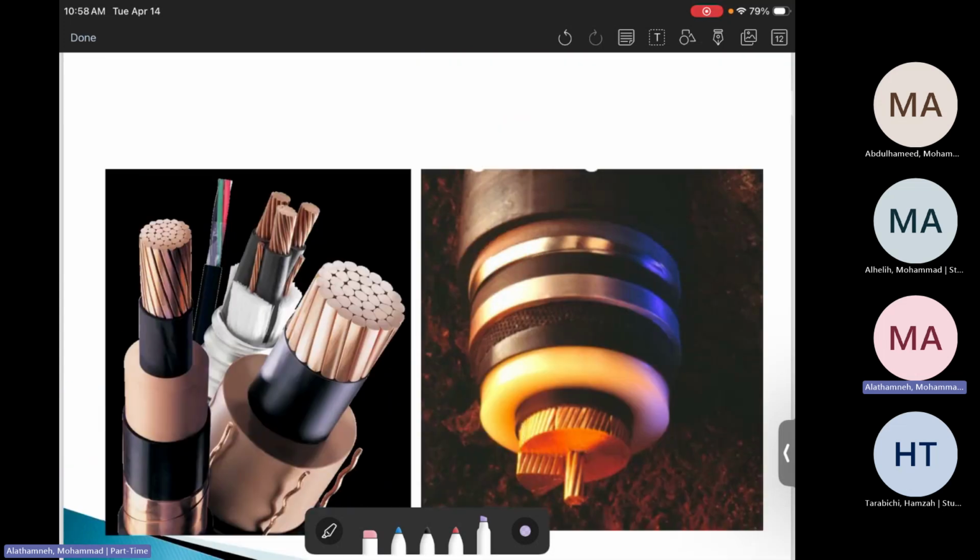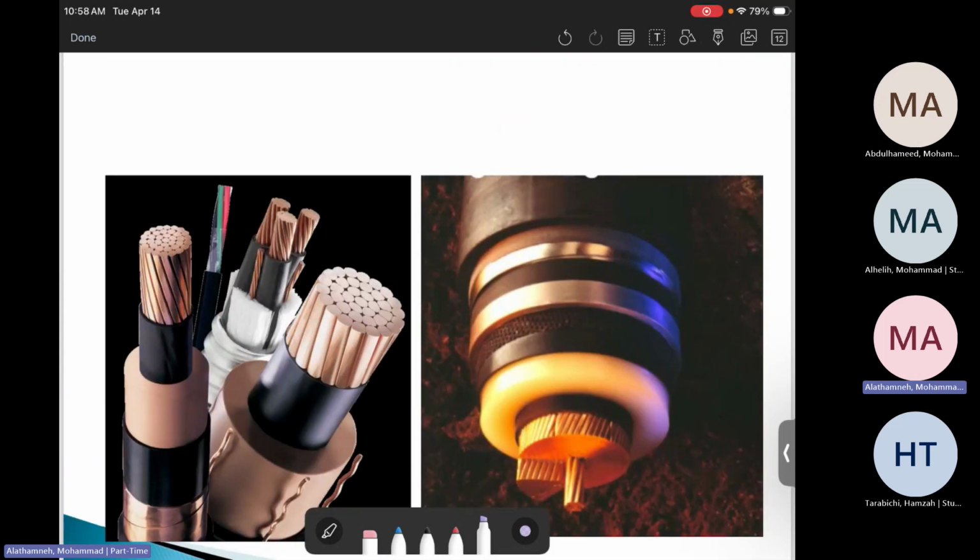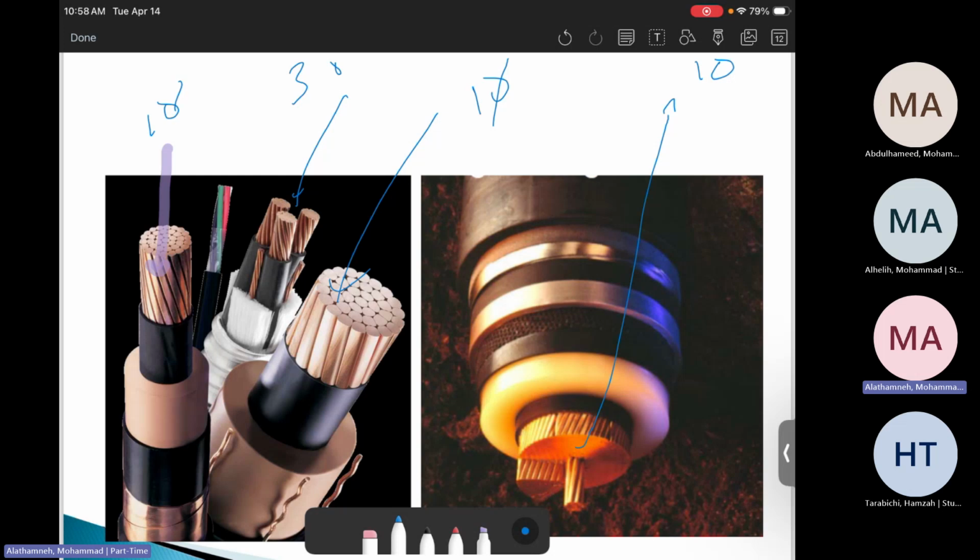This is how they look. So we have single phase and three phase, and underground cables associated with communication and with power, like fiber optic cables. So this is part of single phase. This is three phase. This is another single phase but larger thickness. This is also single phase.